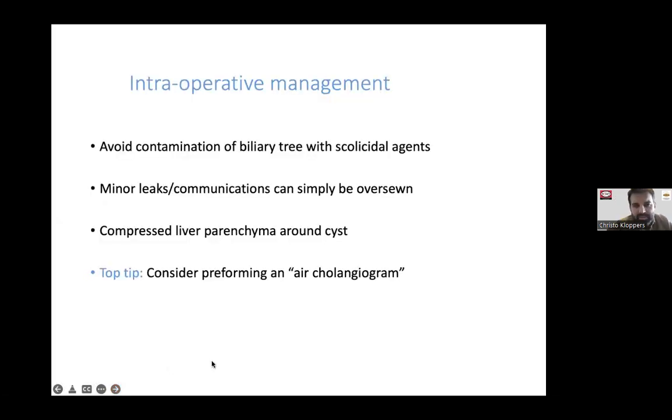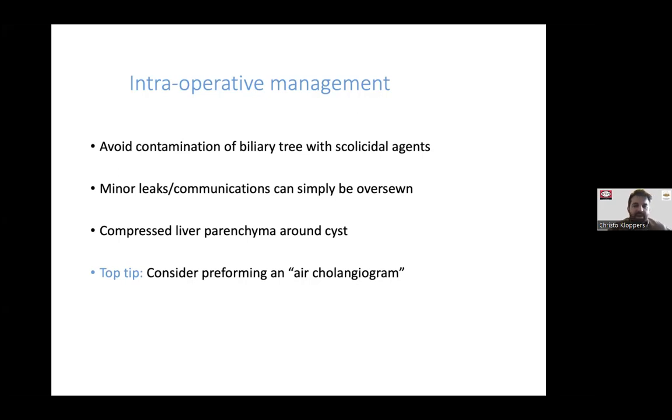So for the intraoperative management, if there is a biliary cyst fistula, just remember you need to avoid the scolicidal agents or contaminating the biliary tree with it. That's why you might end up with a problem of secondary sclerosing cholangitis. So if you aspirate bile or see bile when you do your PAIR, you should be careful with your scolicidal. Minor leaks or complications you can identify, you can just oversew with a piece of PDS.